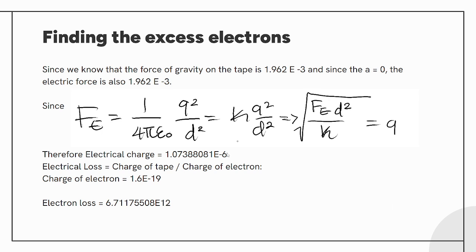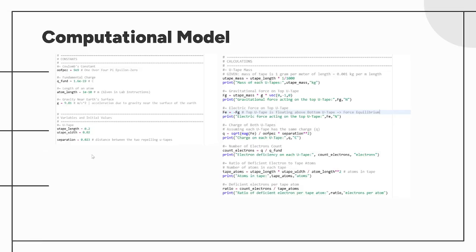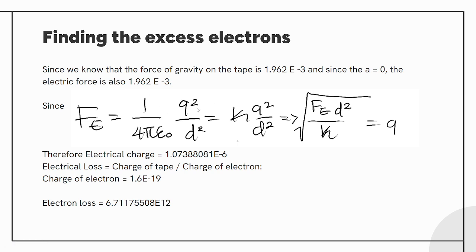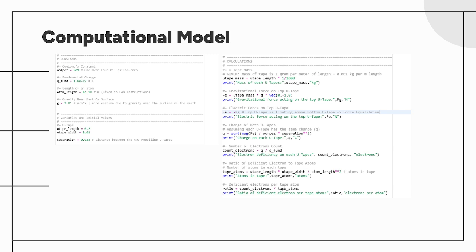Alright, so to find the excess electrons, since we know the force of gravity and the electric force are the same, and we know the electric force is equal to this equation right here, we can just use algebra to get this equation, and by substituting it in, you can solve for the electrical charge Q, which is equal to 1.07e-6. And you can calculate the excess electrons by dividing this number by the charge of the electron, which we know is 1.6e-19, to get 6.7e12.